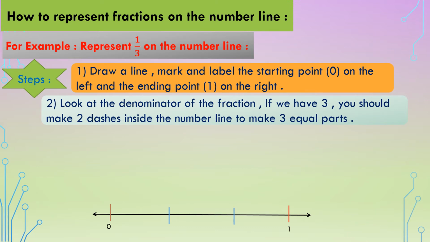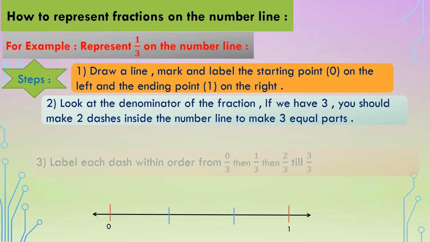Okay, another example, when the denominator is 7, how many dashes will we need to make 7 equal parts? Don't forget, subtract 1. So we will need 6 dashes to make 7 equal parts.